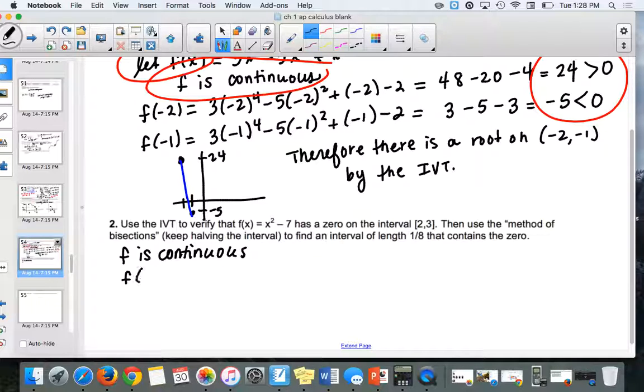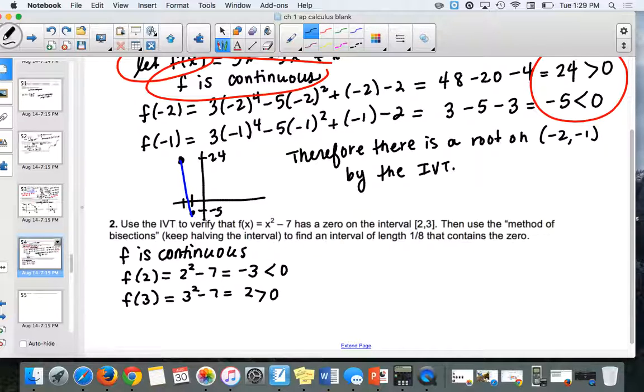All right, we find f of 2, and we want to find f of 3. So f of 2 is 2 squared minus 7, which is -3. And f of 3 is 3 squared minus 7, which is 2. One is less than 0 and one is greater than 0, so that's good. So we know that there has to be a 0 on that interval.